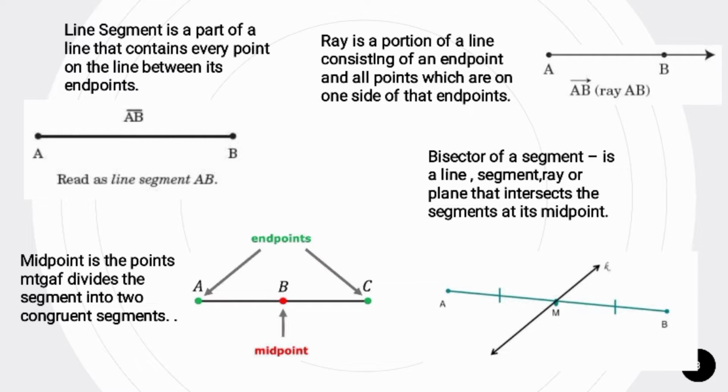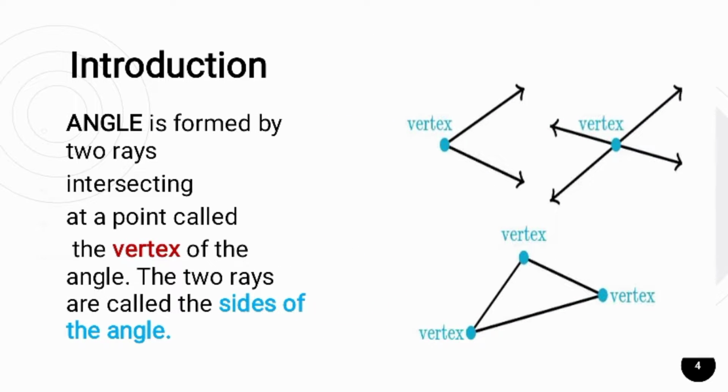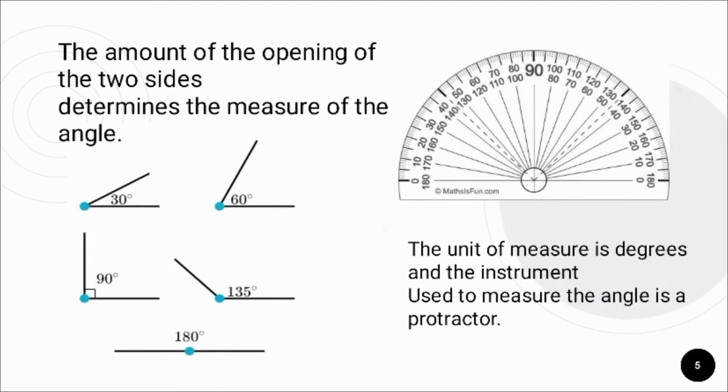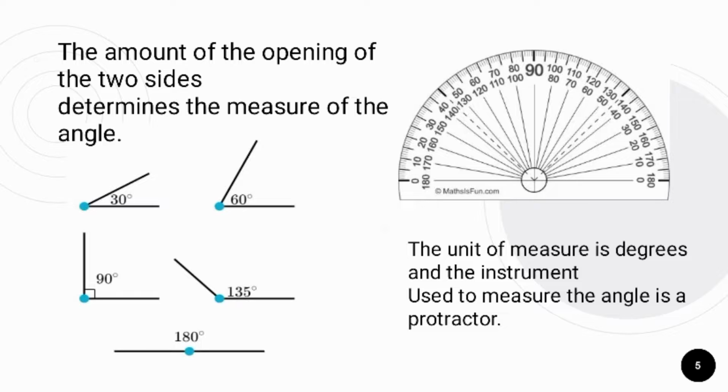Now, introducing to you the angle. What is an angle? It is formed by two rays intersecting at a point called the vertex of the angle. The two rays are called the sides of the angle. The amount of opening of the two sides determines the measure of the angle. Meaning to say, whatever the opening, whether narrow or wide open, there is a corresponding measure. We have this illustration. As you can observe, the unit measure of an angle is degrees.